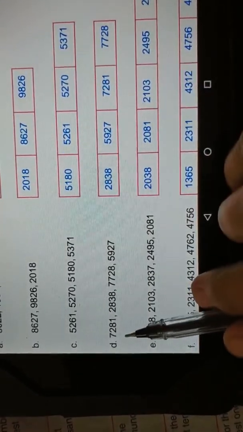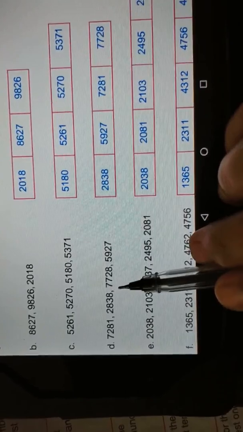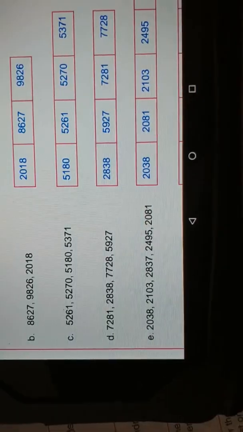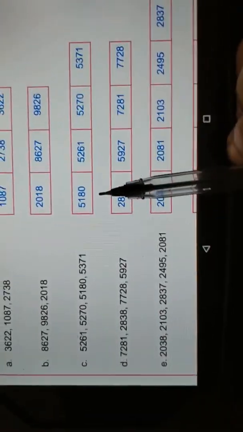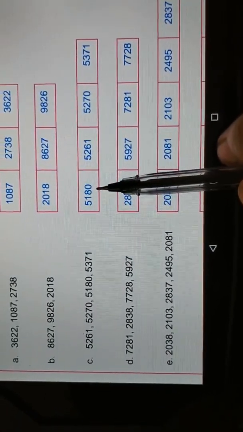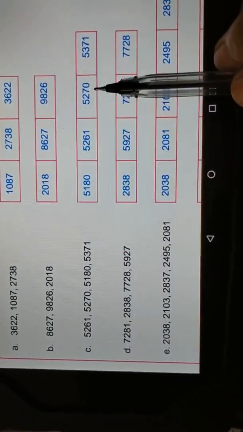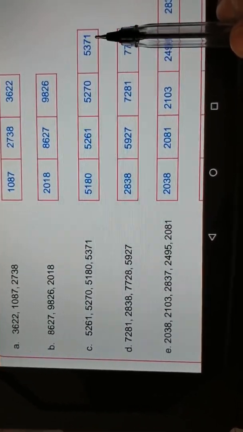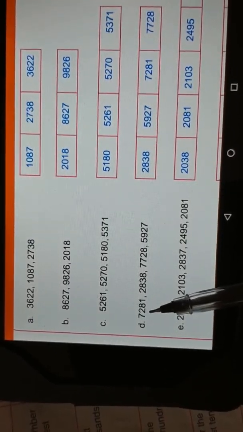Next number is 7281, 2831, 7728, 5371 is it. So in the first blank we have to write 5180, 5261, 5217. In the last we have to write 5371.